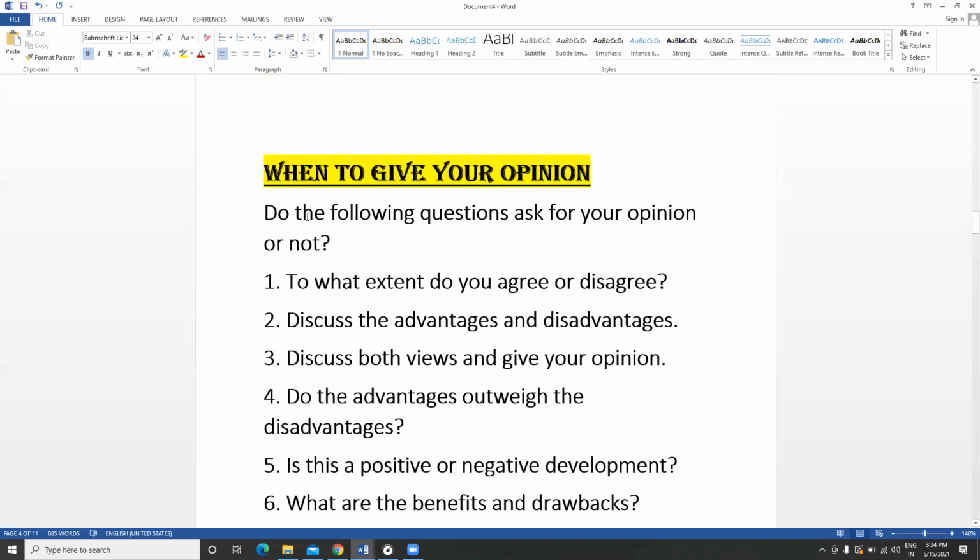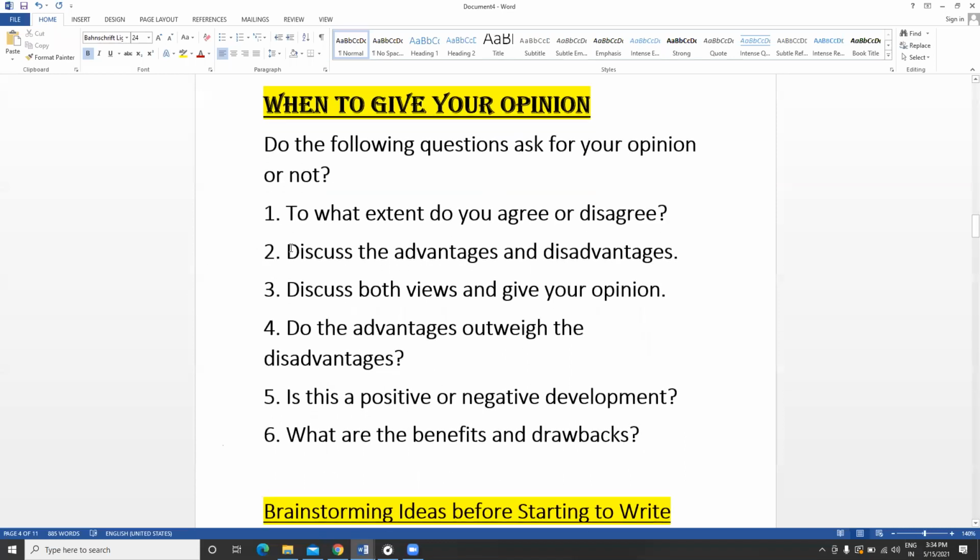Many people are like, Aditi, I'm not clear when we should give our opinion, because sometimes you will get a question where it's clearly given, give your opinion, but sometimes it will not be straightforward. You yourself have to decide when to give your opinion. Okay, so now see this. I have written some sort of clues for you.